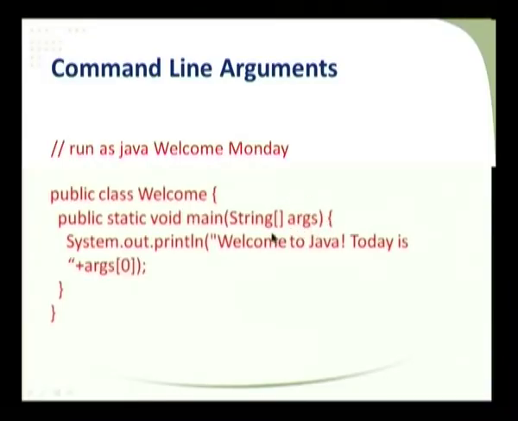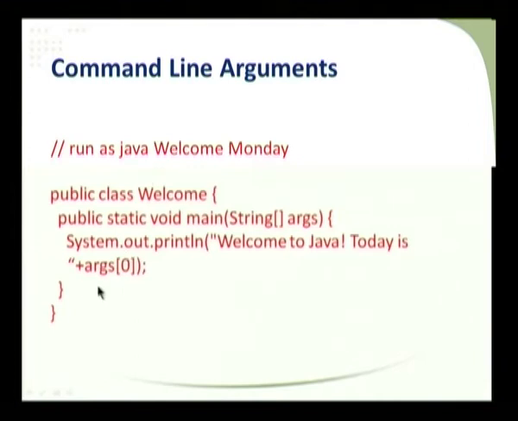Next we look into command line arguments, that is, the use of args and how you can use command line arguments. Now I have public class Welcome, the same program, with the only difference that I have included args[0]. Welcome to Java, today is args[0]. This args[0] is the string array args, at its 0th position, that is, the first position. So I have to compile this as javac Welcome.